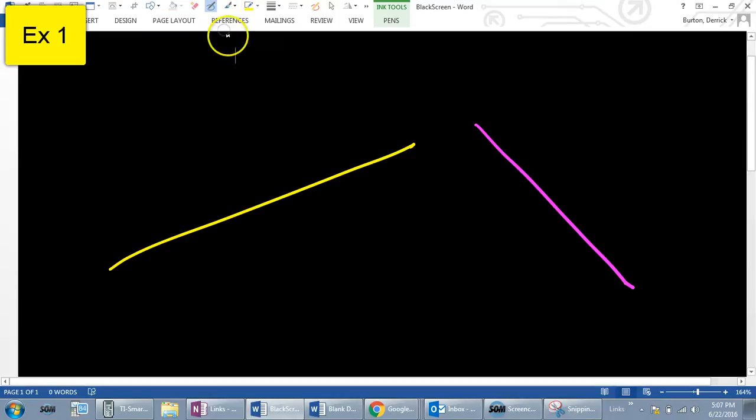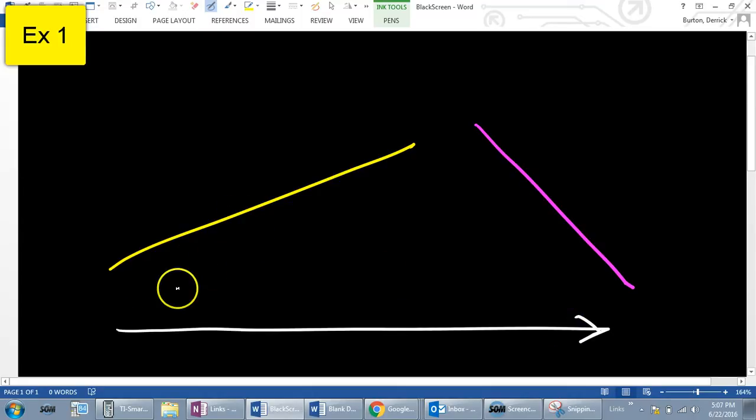And the way you can tell without any numbers is you read it from left to right, the way you read a book. All right, now from left to right, one of these is going uphill. That would be the positive one. And one of them is going downhill. So which one of these lines has a positive slope? Would that be the purple one?